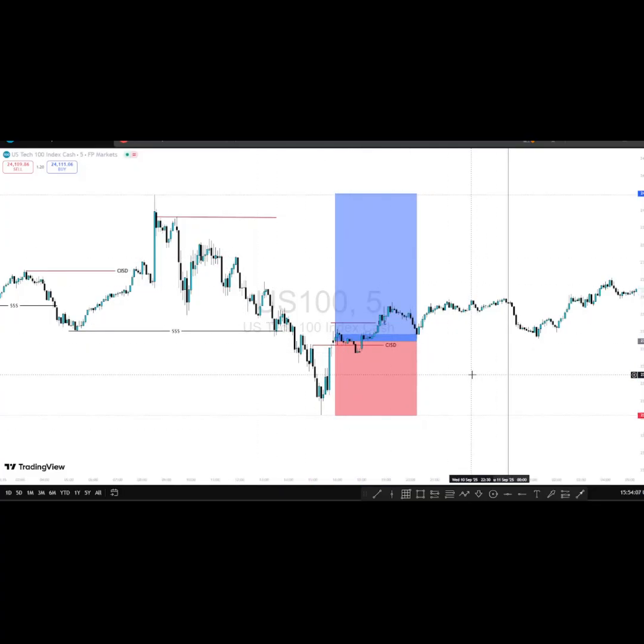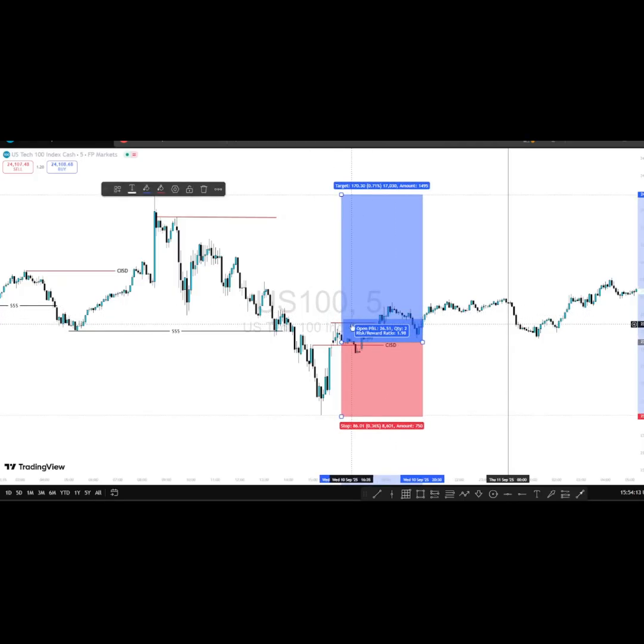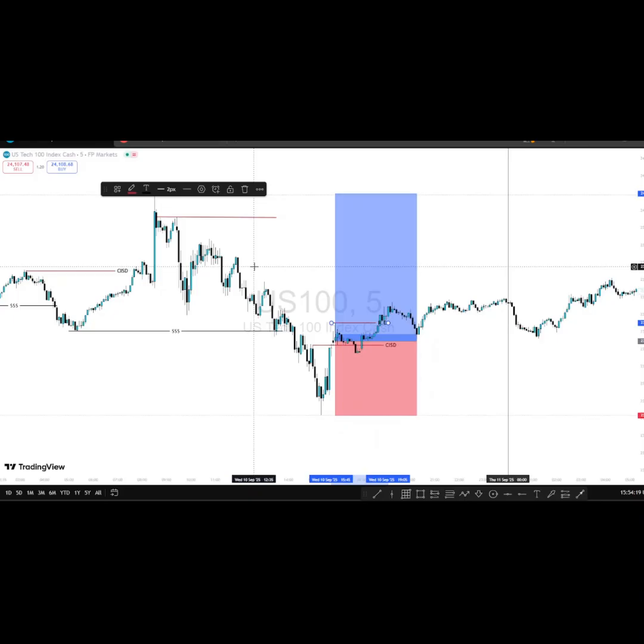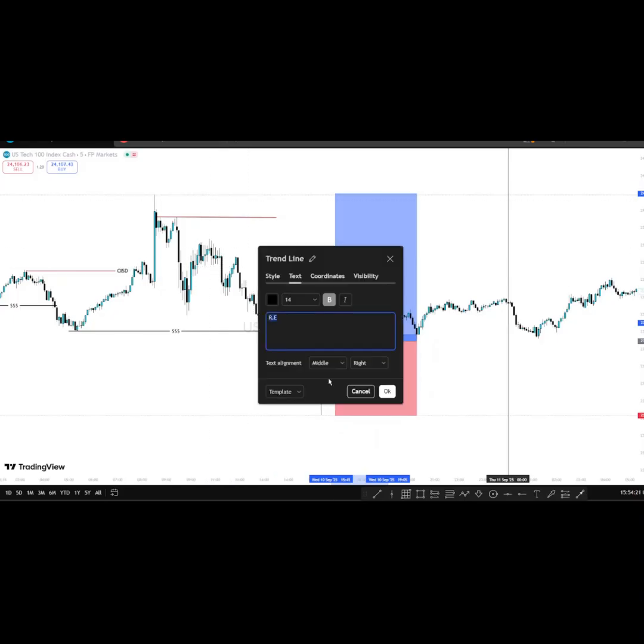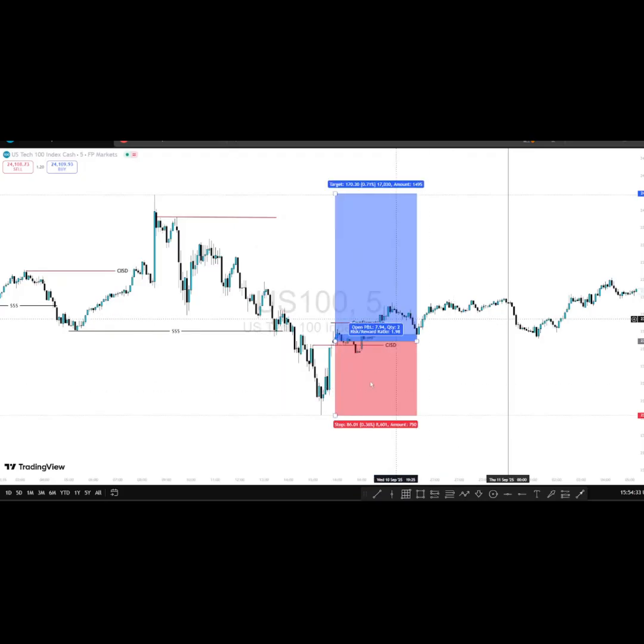Confirmation. Because why is this moving? So let's mark it as confirmation. I want to recreate the whole setup for you so that you can see the same thing that I sent on the screenshots. Confirmation, that was the confirmation level.